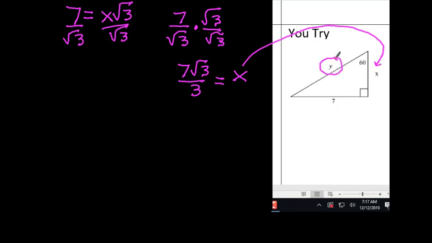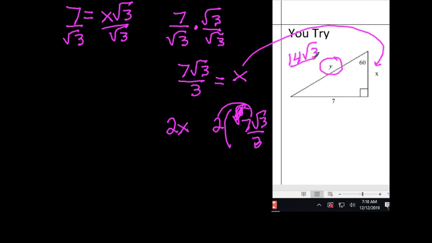Well, what would be the hypotenuse? We know the hypotenuse is 2 times x. So since this is all x, it's going to be 2 times this whole mess, 2 times 7 square root 3 over 3, which is simply 2 times 7. So this is going to be 14 square root 3 divided by 3. And there are my answers, 14 square root 3 divided by 3 and 7 square root 3 divided by 3. So that one's a little trickier, not too bad.